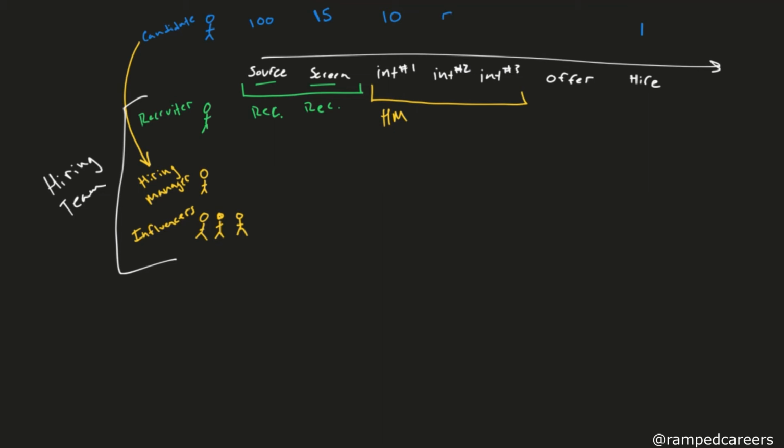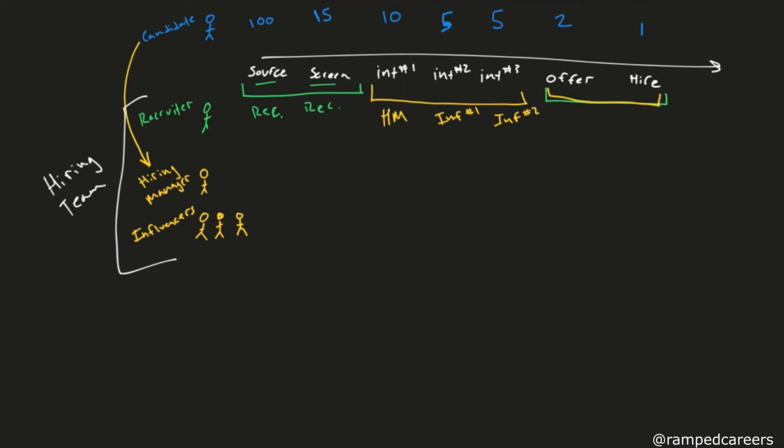And then the hiring manager is typically going to pass the best of the best candidates to the influencers. So maybe influencer number 1 does an interview, and then influencer number 2 does an interview as well. And they're going to talk with a subset of those candidates to see if they're a good fit for the role. And then when all is said and done, the recruiter and the hiring manager will get together typically and talk about who are the best candidates that we want to extend an offer to.